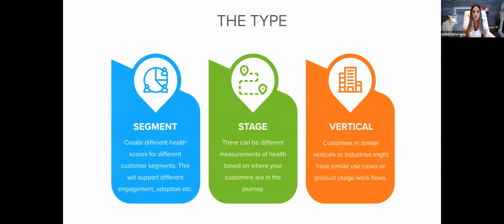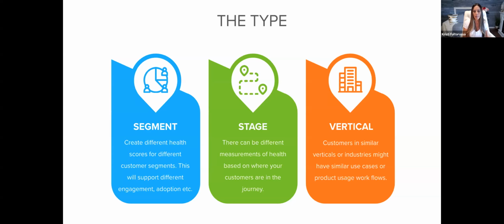So the next thing I've got here is the type. I get asked this question all the time: Kristi, should we have more than one health score? You can have as many health scores as you want. I am not the authority on how many you should have. If you want to have 10, go have 10. I say it takes a lot of time to maintain and manage and to make sure that you're doing it correctly. But I will say I've seen 3 common types where you see diversification in health scores.